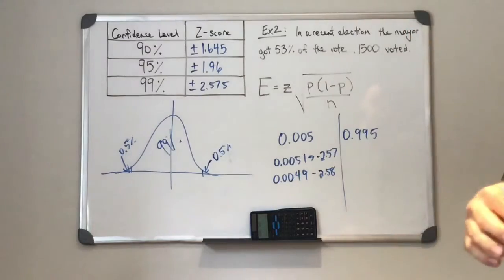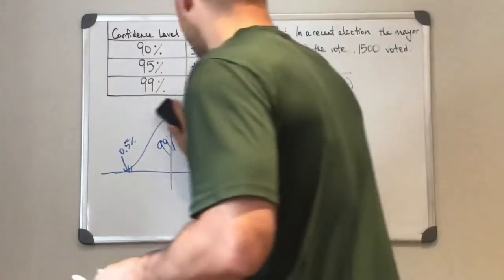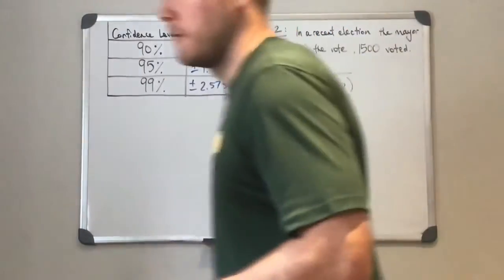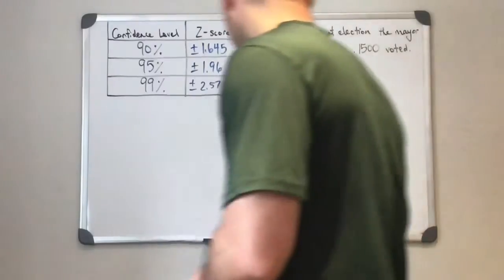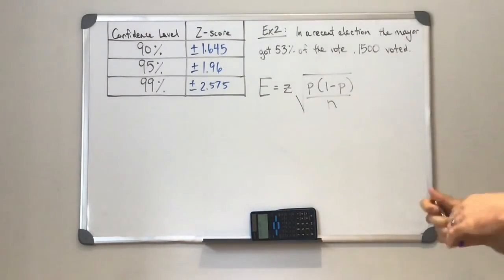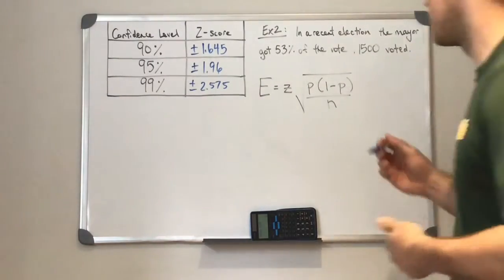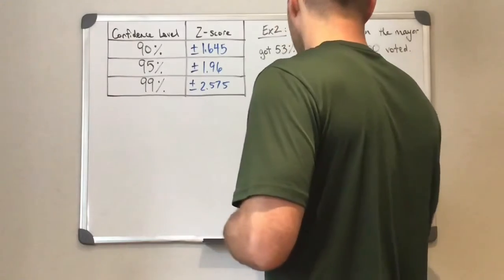All right, let's get into example 2 here. So in example 2, this one's talking about voter turnout. So 53% of the vote went for a certain guy. 1,500 people voted, so we can plug in our values here.